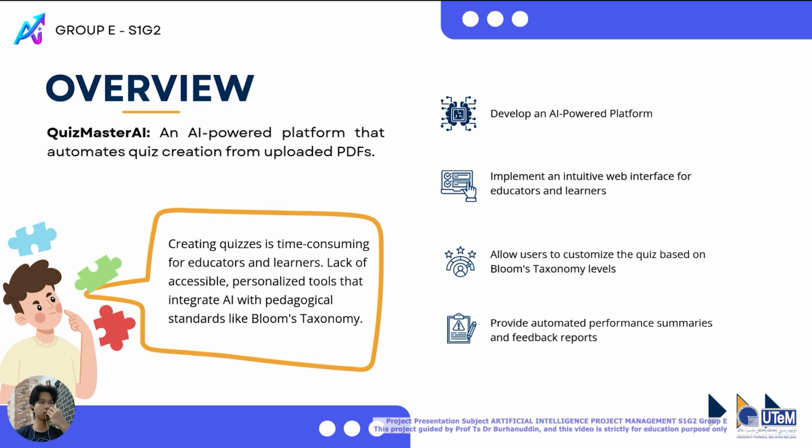And on the right-hand side here we have the objectives that the project is trying to tackle. The first one is to develop an AI-powered platform. The second one is to implement an intuitive web interface for educators and learners. The third one is to allow users to customize the quiz based on Bloom's taxonomy level. And the last one is to provide an automated performance summary and feedback reports.